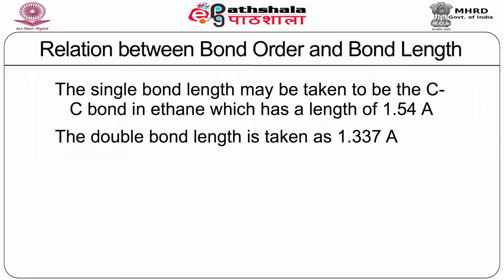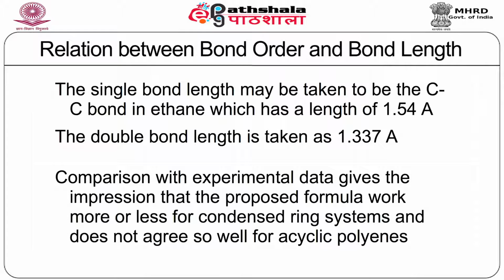The single bond length may be taken to be the C-C bond in ethane, which has a length of 1.54 angstrom. And the double bond length is taken as 1.337 angstrom. Comparison with experimental data gives the impression that the proposed formula works more or less for condensed ring systems and does not agree so well for acyclic polyenes.